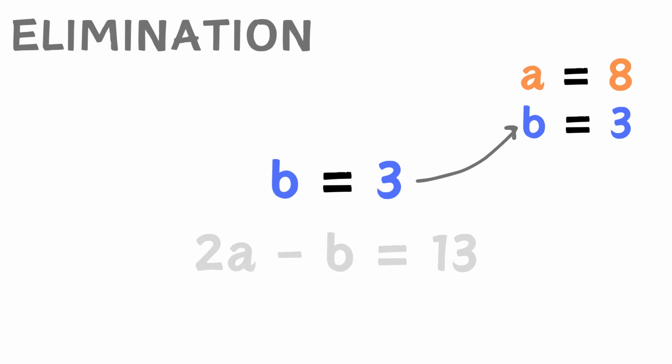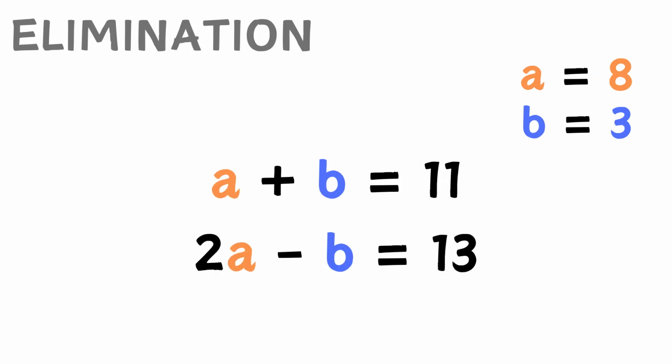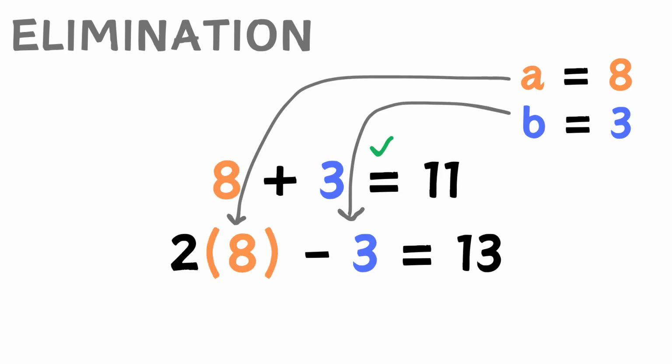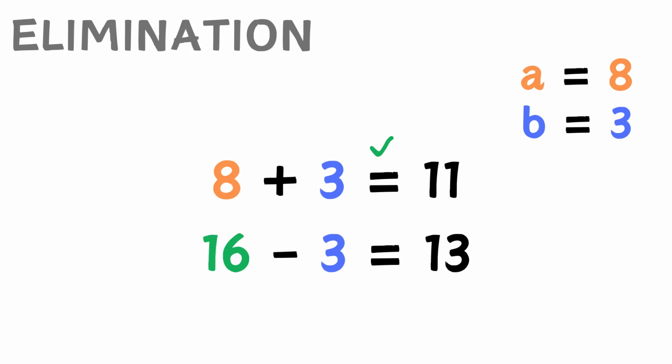If our answer is correct, we should be able to put these values back into our equations. We already know that it works for the first equation, but what about our second equation? Let's substitute in the values for a and b. This gives us 2 times 8, that's 16, minus 3, and that equals 13. So this is correct. We solved for a and b.